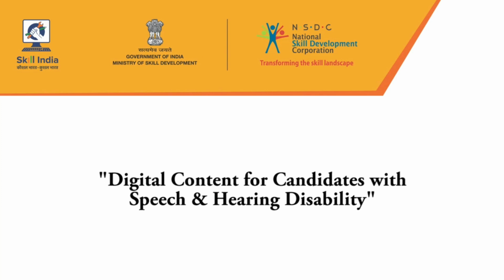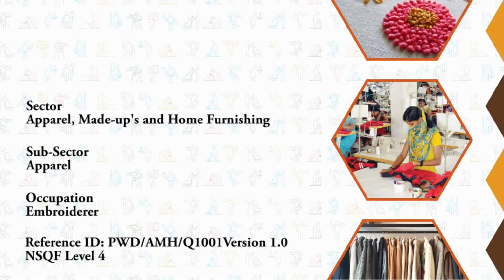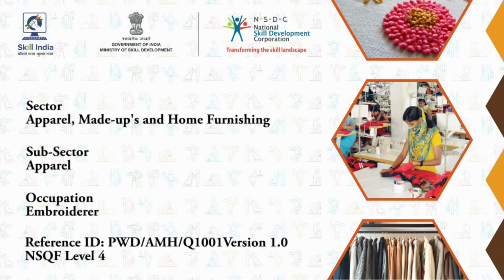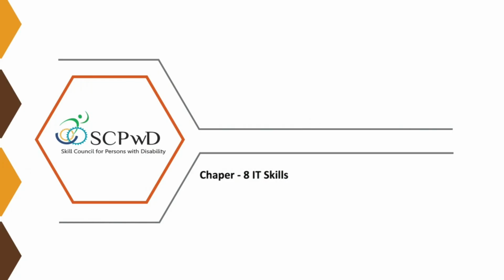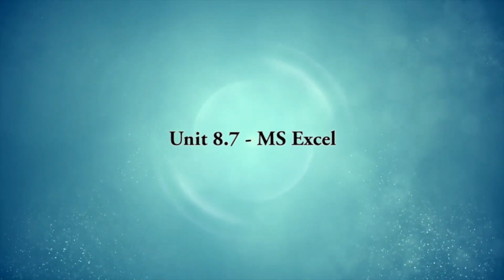Digital content for candidates with speech and hearing disability. Sector: apparel, made-ups and home furnishing. Subsector: apparel, occupation: embroiderer. Reference ID PWD AMH Q1001, version 1.0. NSQF level 4. Chapter 8, IT skills. Unit 8.7, MS Excel.